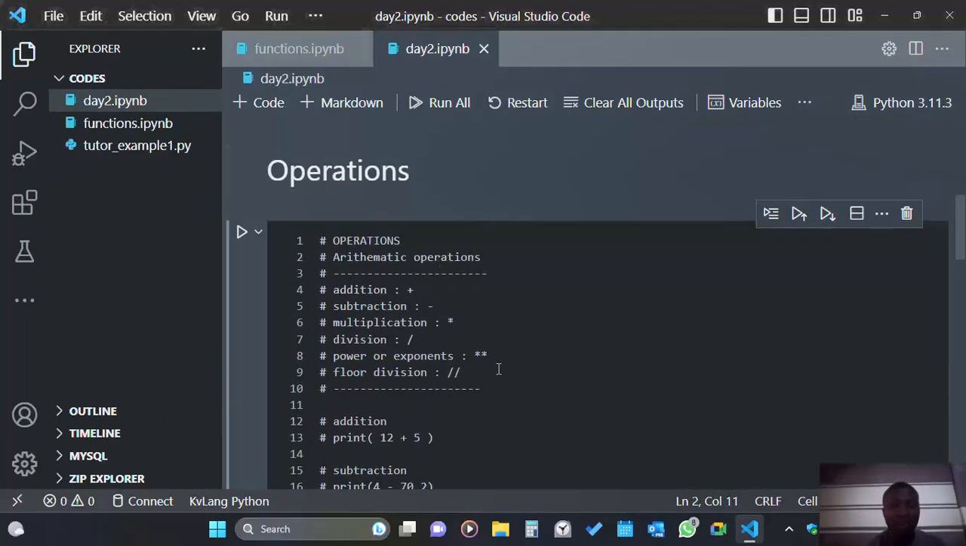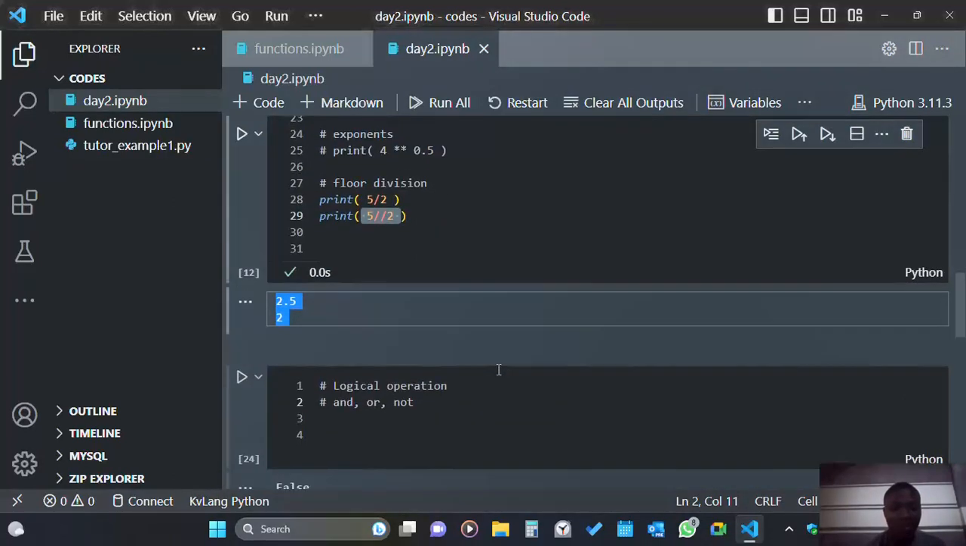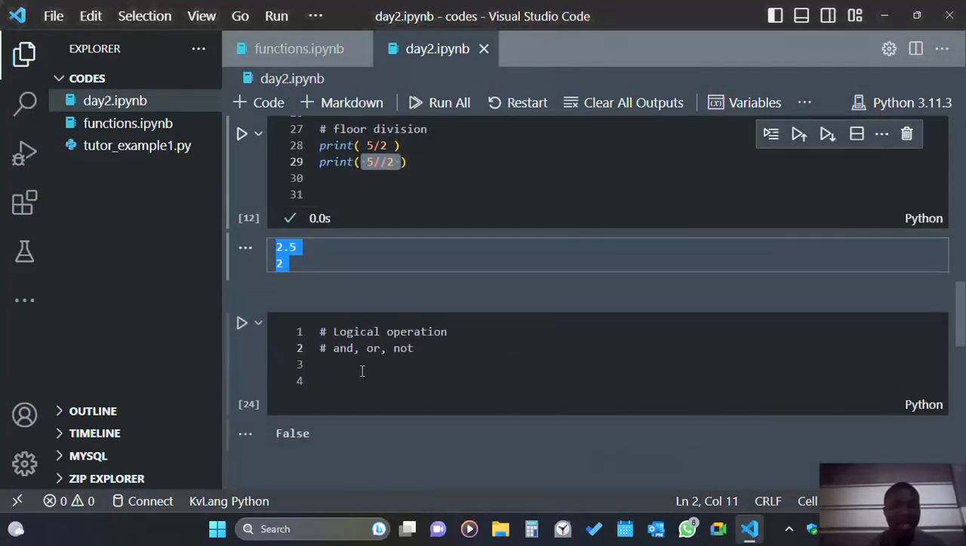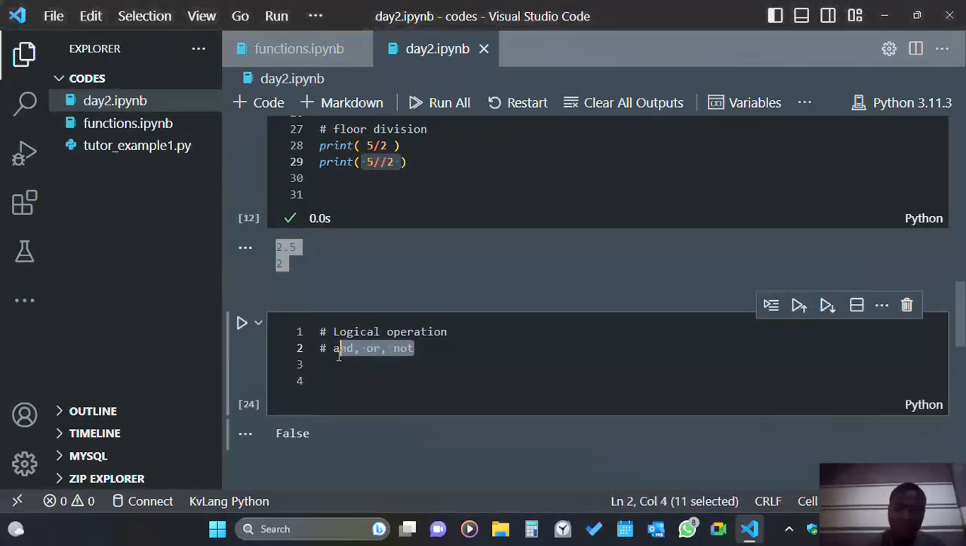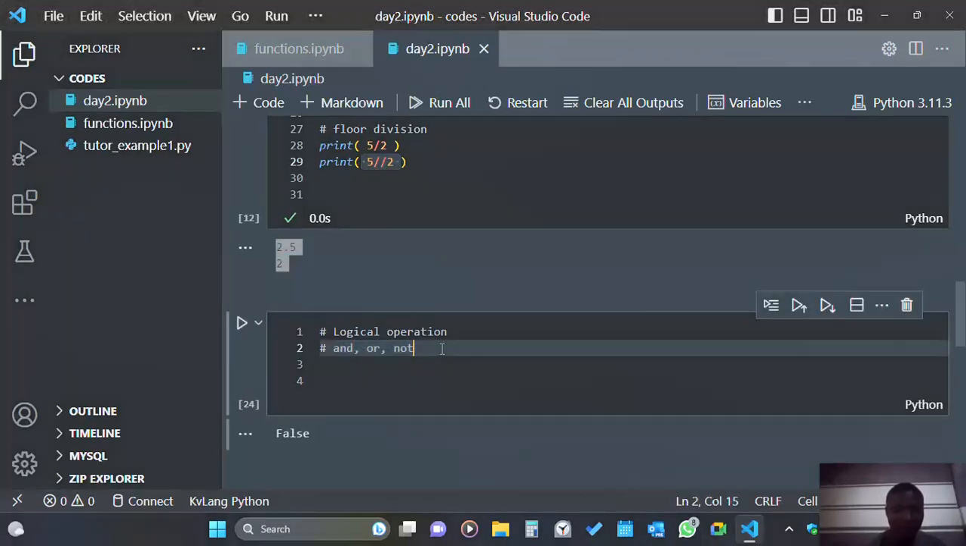So I've covered the topic on operations, and the next video is going to be on logical operations, that is the AND, OR, and the NOT operations. There are more of the logical operations, but I'm going to focus on these three in our next video.